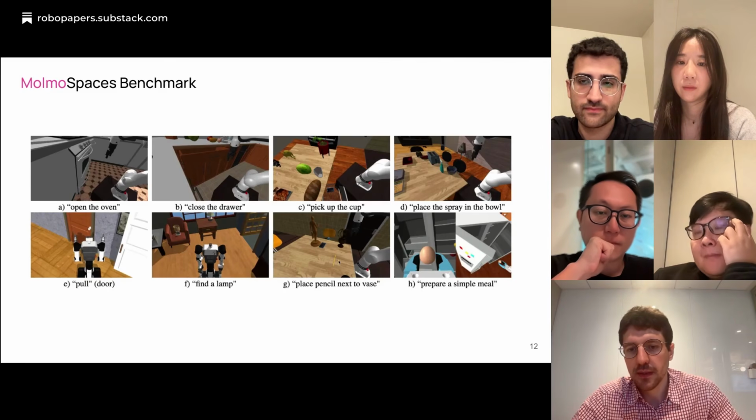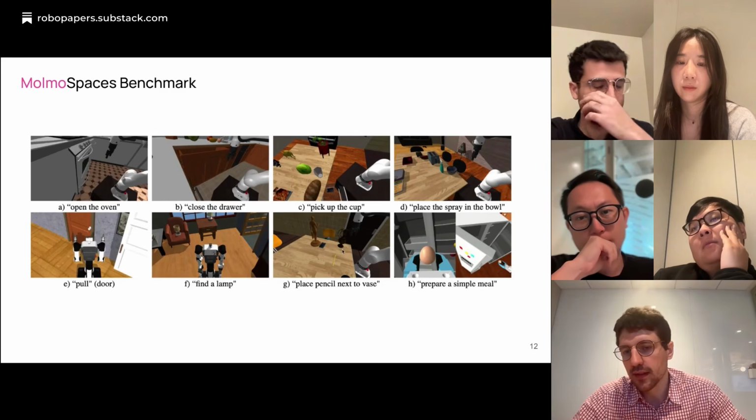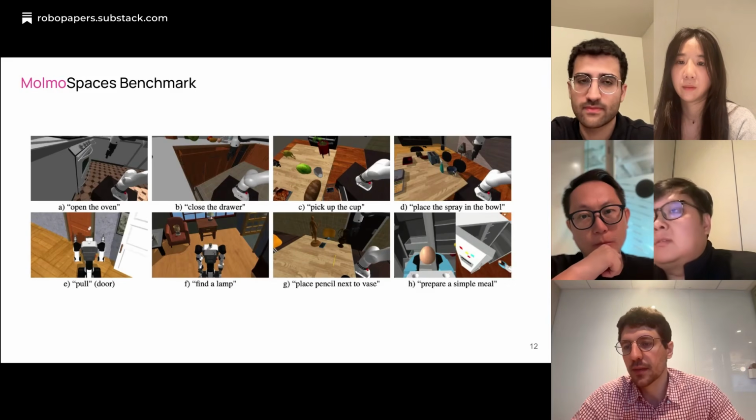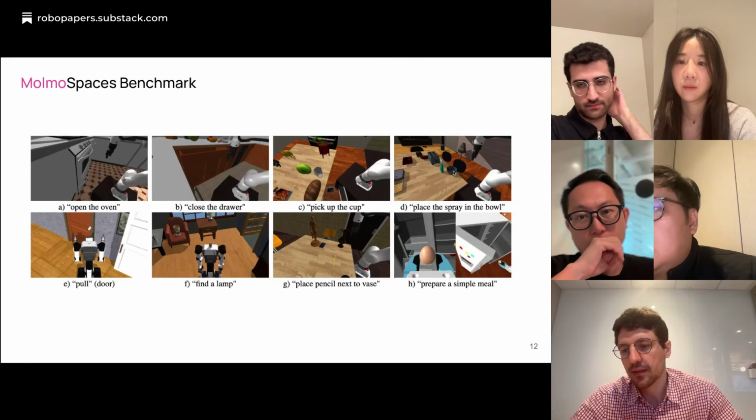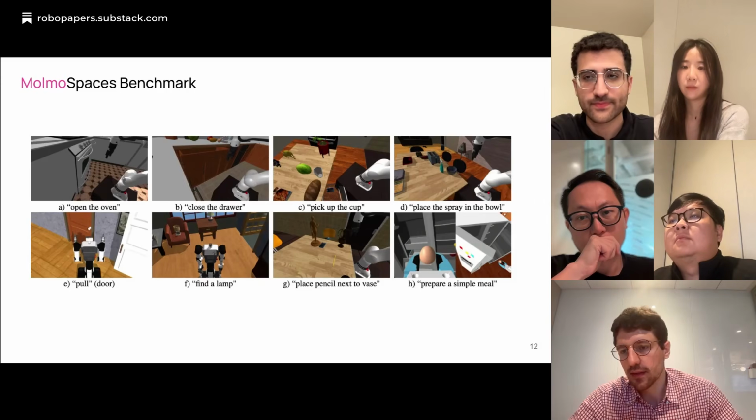If you have to put the pencil next to the vase, the pencil doesn't necessarily need to touch the vase. Whereas if we place the spray can into the bowl, the reward condition is written in such a way that the spray can is not allowed to touch the table surface and is only allowed to touch the bowl and stuff like that.